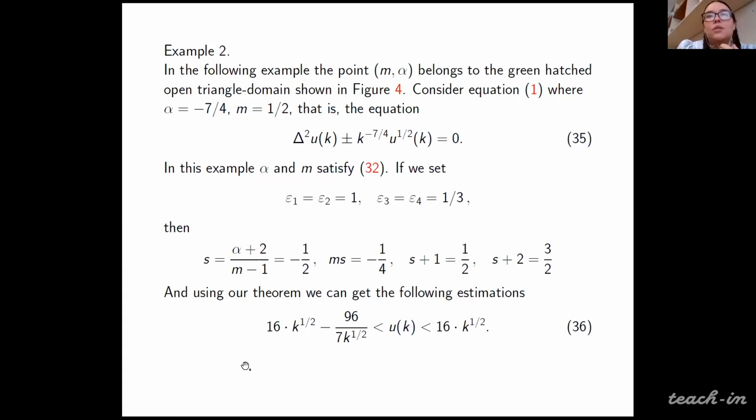And then after applying our main theorem, we can evaluate that the estimation on our function u will hold in such form. As you see here, there is no difference between the signs of the Emden-Fowler equation.